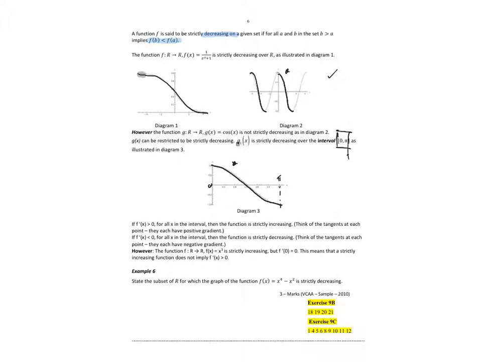Okay, so in other words, there are some little statements here. Let's see what they mean. If the derivative is greater than 0 for all the values in the interval, then the function is strictly increasing. If the gradient is less than 0, then the function is strictly decreasing.